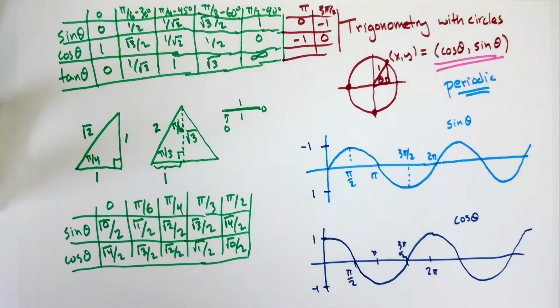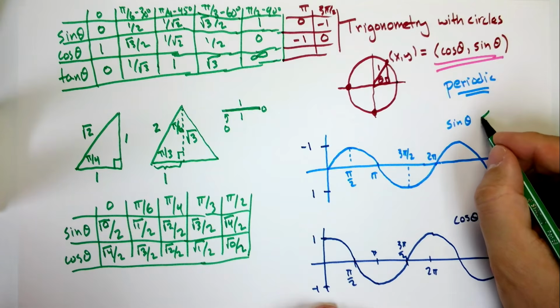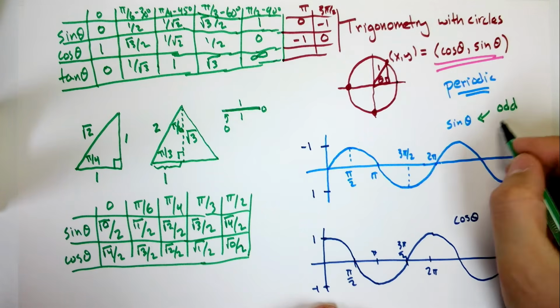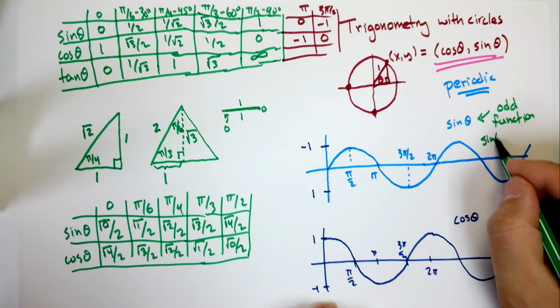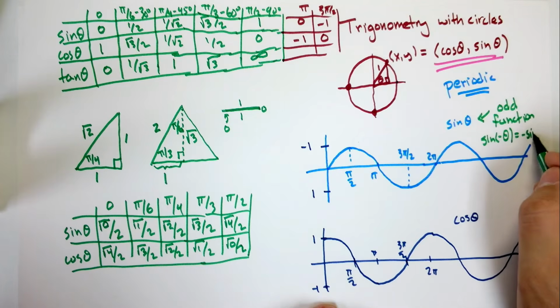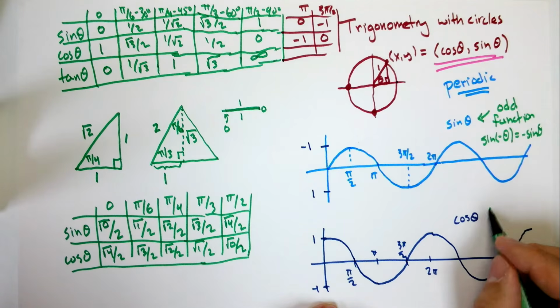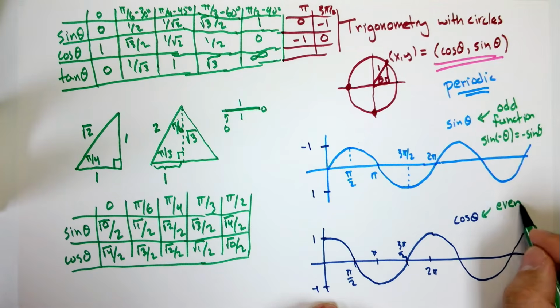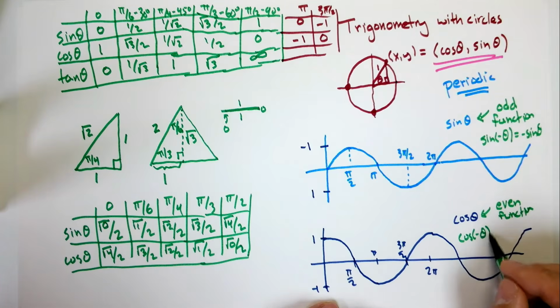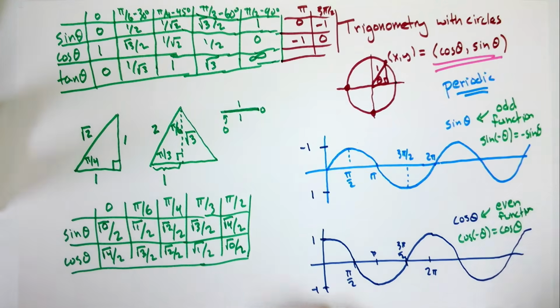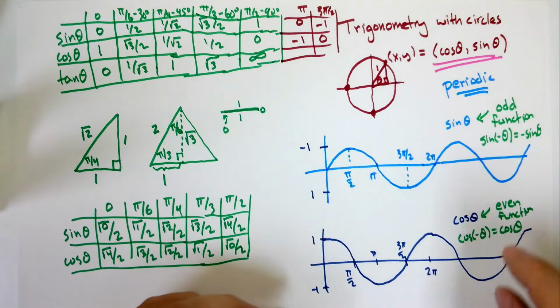A couple of things to note is that sine of theta has symmetry. So sine is an odd function. What does that mean? Well, it means if we plug in negative theta, that's negative sine theta. And cosine theta also has symmetry. It's an even function, which means that cosine of negative theta is the same as cosine theta. So this is really useful when you're working with functions. In fact, sometimes symmetry can give you a lot of information. Now this is, of course, just two of them.